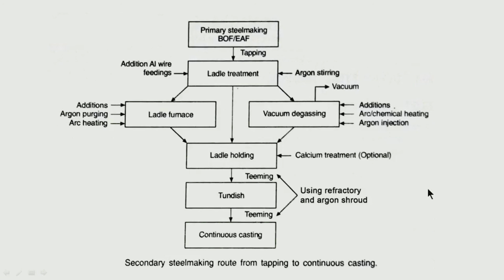They have to be stopped. How do we stop it? By using proper refractory shroud, by using proper argon shrouding during teeming from ladle to tun dish and again from tun dish to mold. So, this is very important.